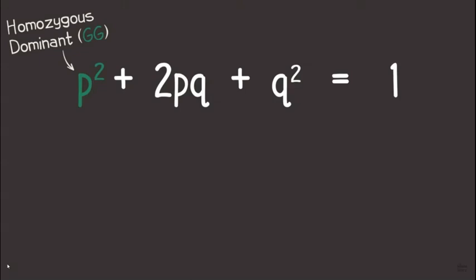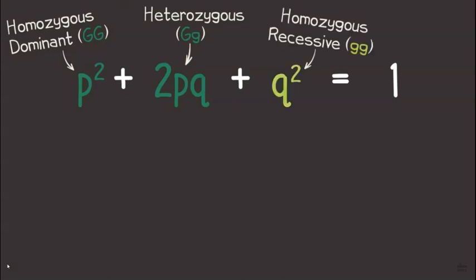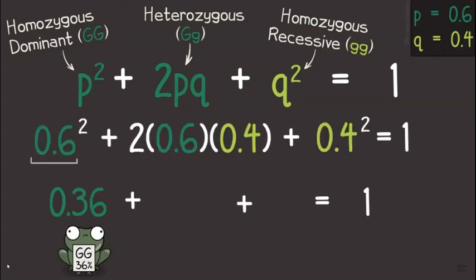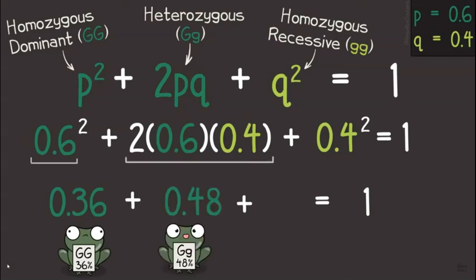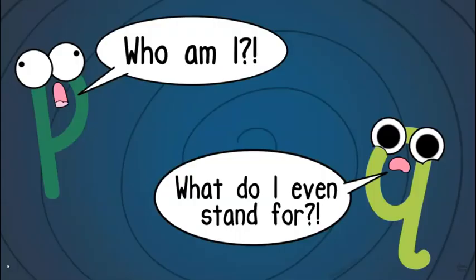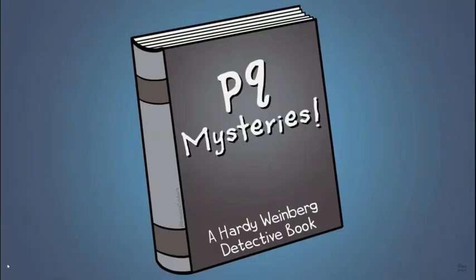So p squared is the homozygous dominant frequency, the frequency of big G big G in this case. 2pq is the heterozygous frequency, so big G little g frequency in this case. q squared is the homozygous recessive frequency, so little g little g frequency in this case. Let's plug those previous p and q values in. p squared would then be 0.36. 2pq would be 0.48. q squared equals 0.16. Cool, huh? The only thing is that when calculating Hardy-Weinberg problems, you don't always have the p and q values. So we're going to do an example.